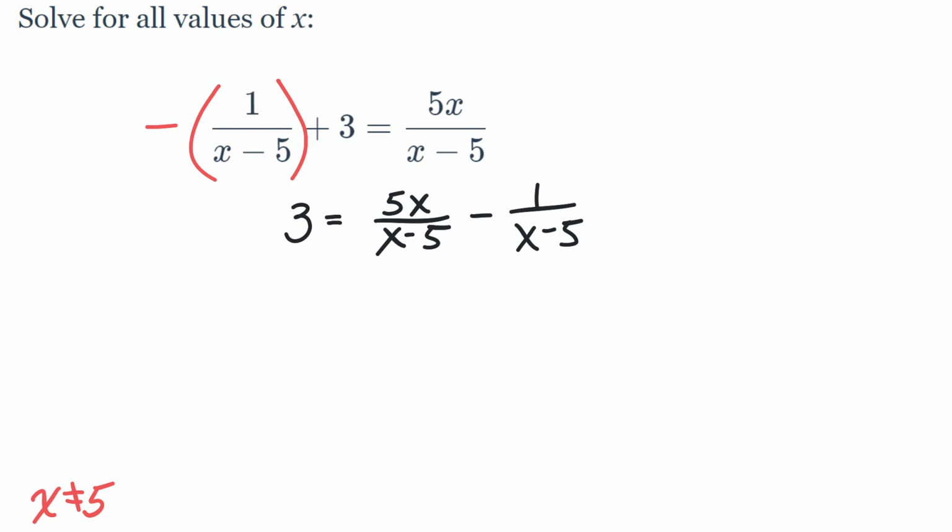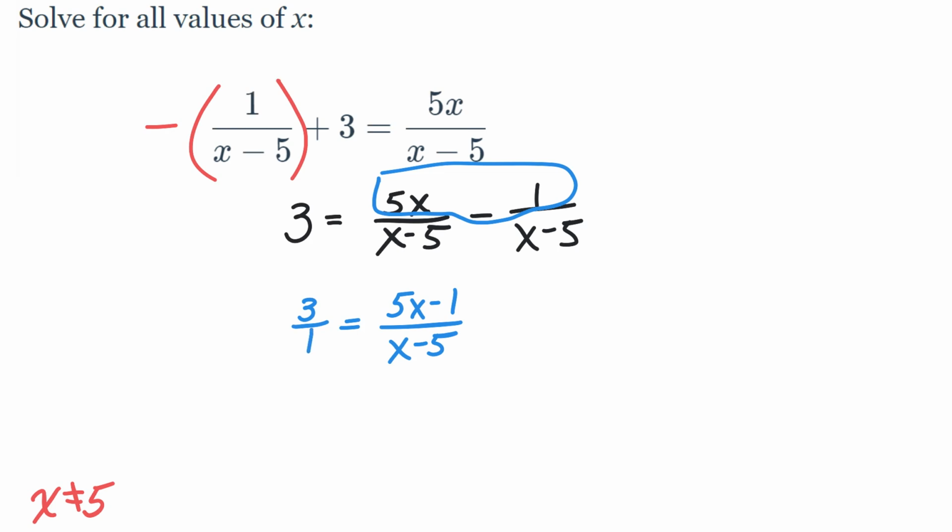So in this case, what we end up having is 5x minus 1, because these do have a common denominator, over x minus 5. Now, what we have established here is the proportion look, just like we had yesterday. Because the left side is a fraction as well, because what you've got to remember is that 3 is 3 over 1.